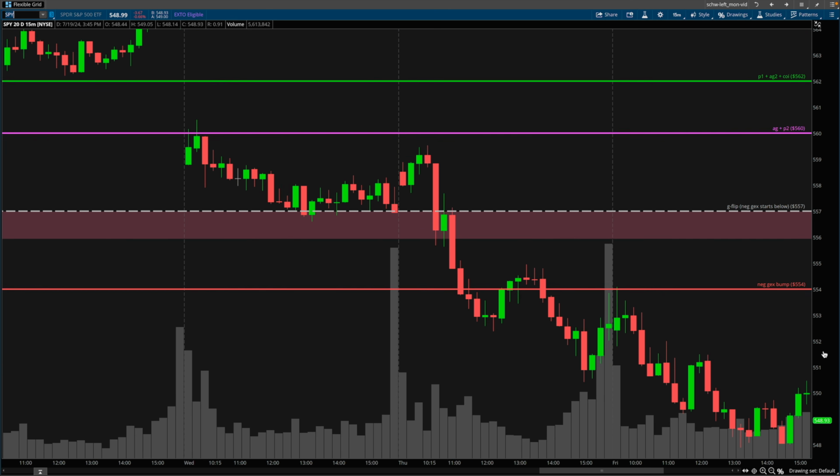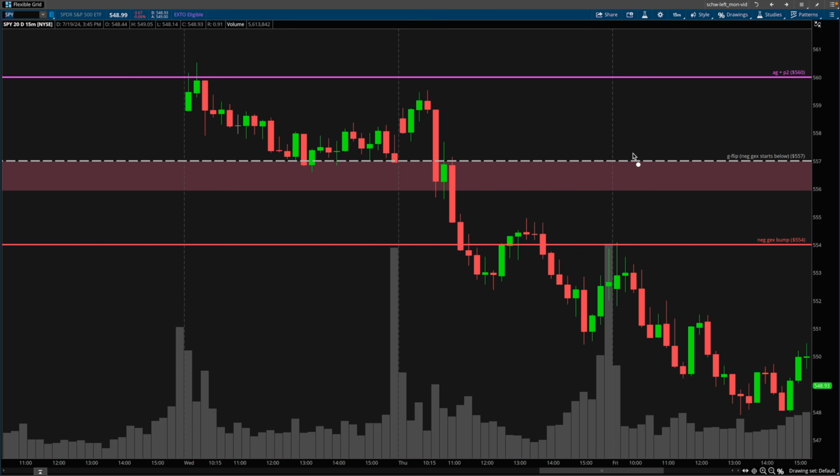So the levels that you guys see on the chart right here, at this point you should know are the gamma exposure levels that are mapped out at the start of the week. This is our breakdown below 554. We had the retest on Friday, failure to reclaim the level, and then price continued to sell off.